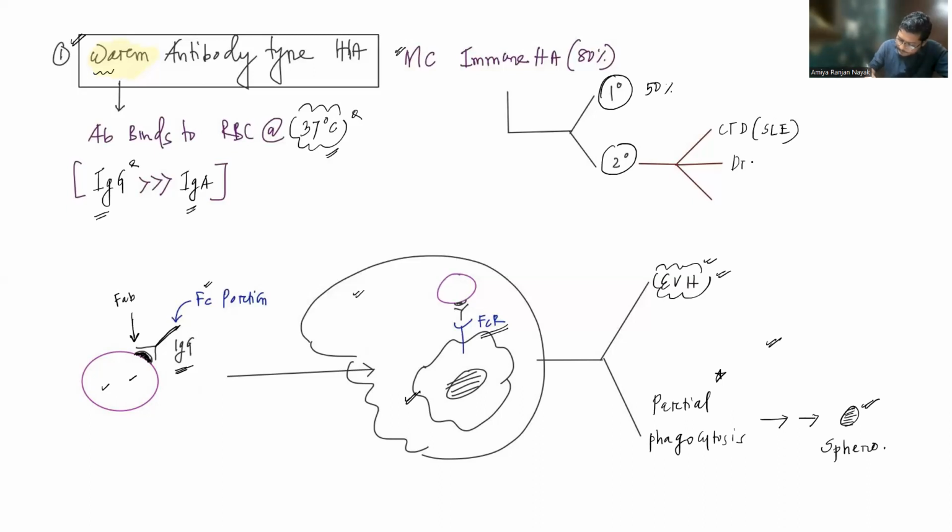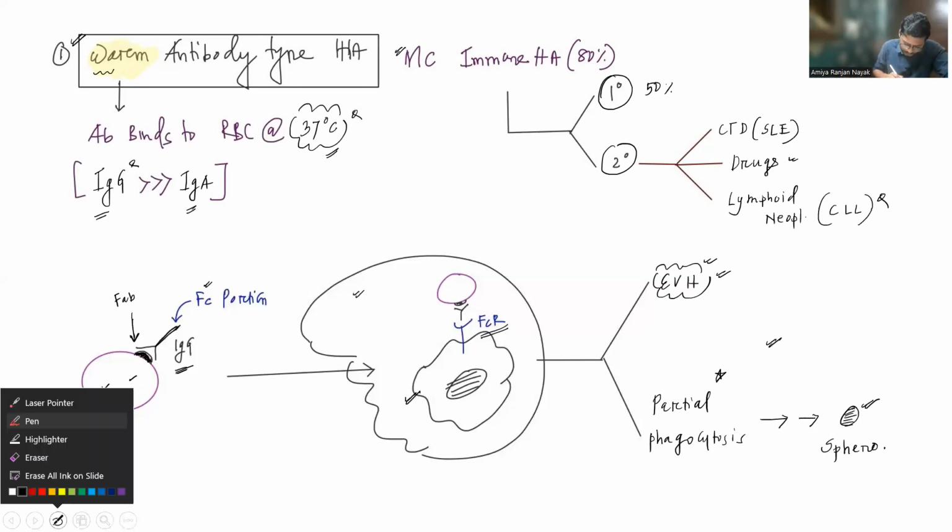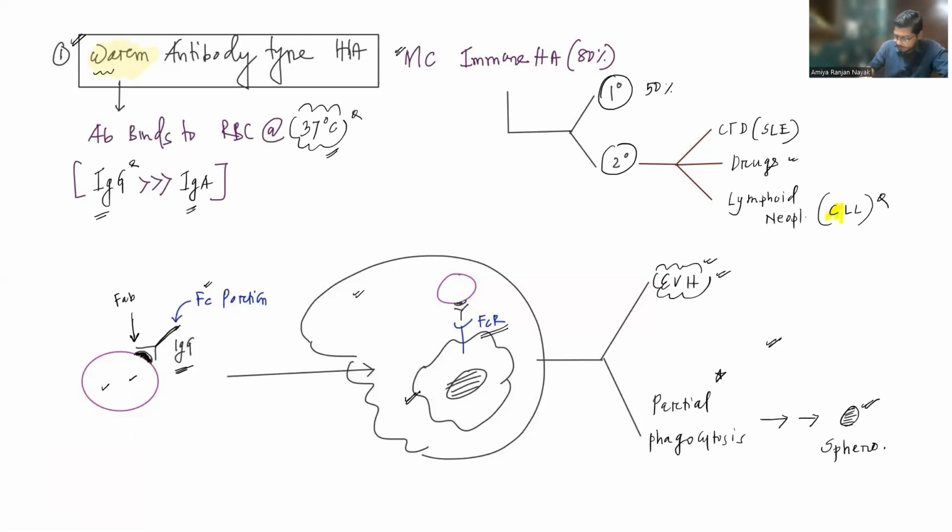Then there are certain drugs. We will discuss this in the next slide. Certain drugs can also cause this type of hemolytic anemia, and also some lymphoid neoplasms. Classically, in the question, they will give the history of CLL, chronic lymphocytic leukemia. I mean, any lymphoid neoplasm can cause this, but classically they will give a history of chronic lymphocytic leukemia, and among the connective tissue or autoimmune disorders, they will give a history of SLE. So these are the conditions which can cause secondary warm antibody type autoimmune hemolytic anemia.